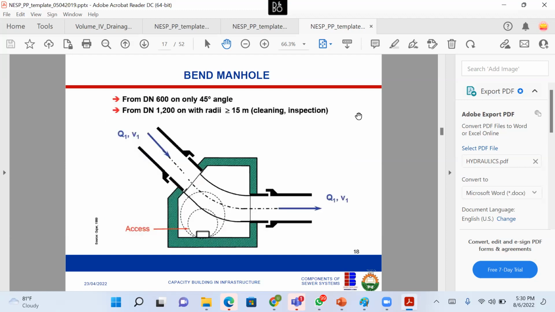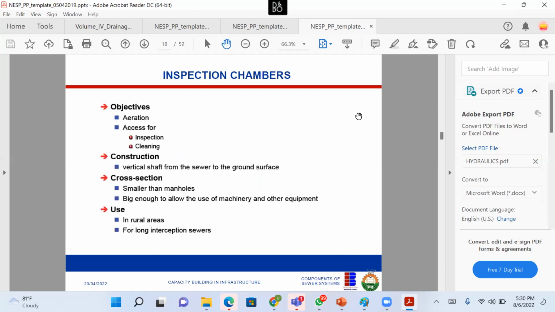So why is this manhole here? Because there's a bend. We also have an inspection chamber. You need an inspection chamber for aeration, for access, for cleaning. Then you can also provide smaller manholes.